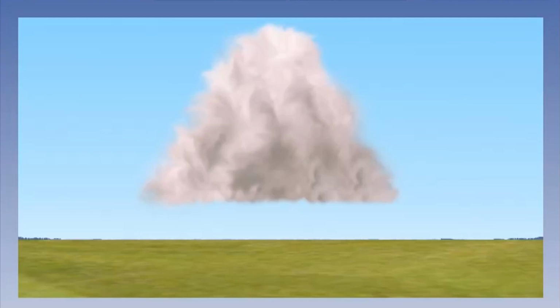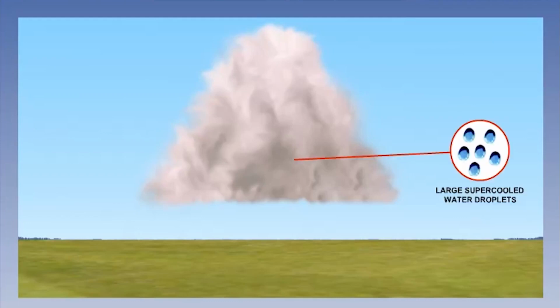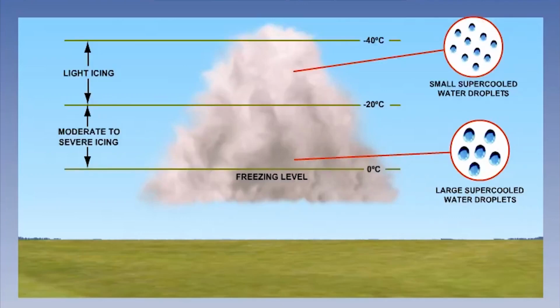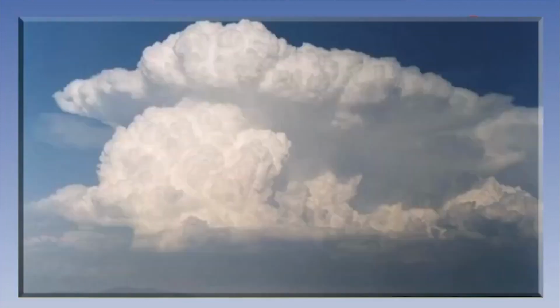Cumuliform clouds frequently have strong vertical updrafts of air moving within them. They can therefore support significant numbers of large supercooled water droplets. As a result, a pilot can expect moderate or even severe clear ice within these clouds, especially in flight just above the 0-degree level. In cumulonimbus clouds, the updrafts are even greater, and so the icing risk is always severe.